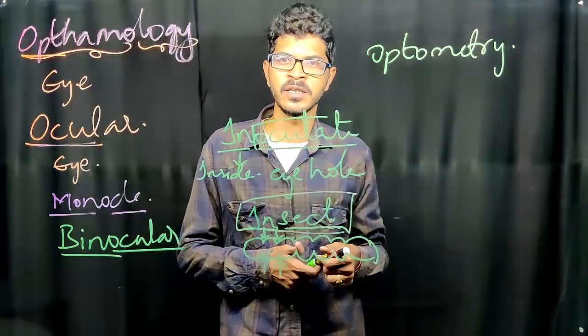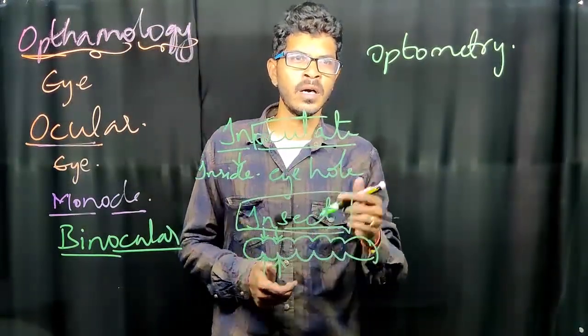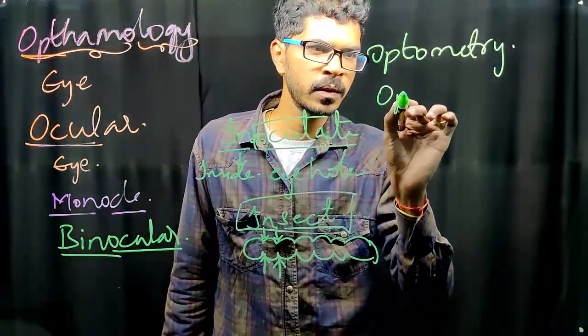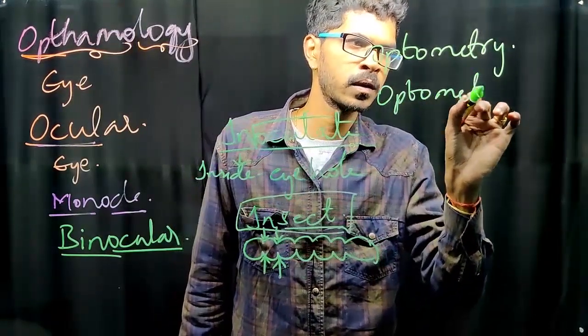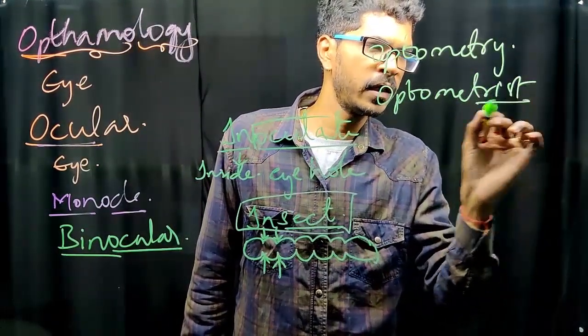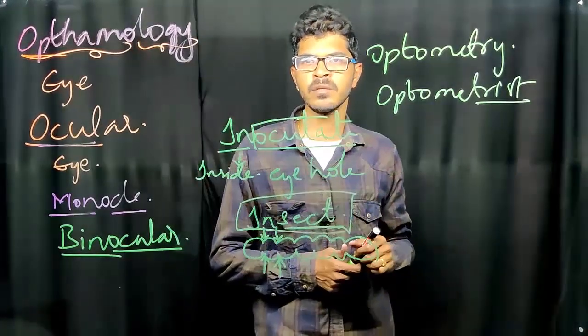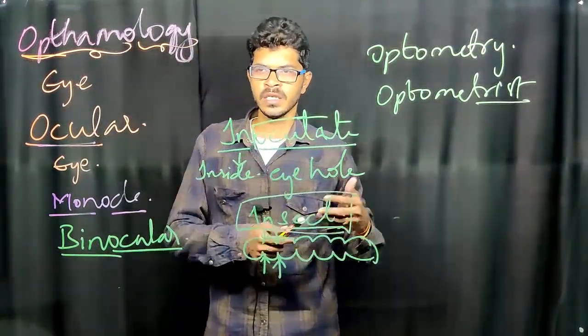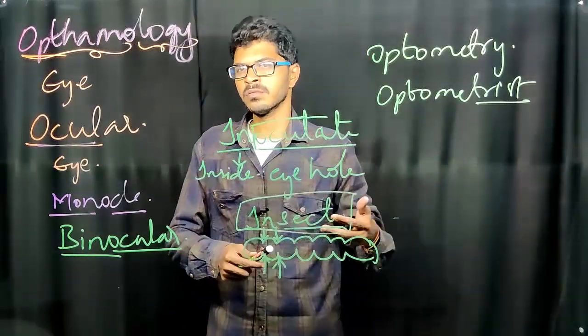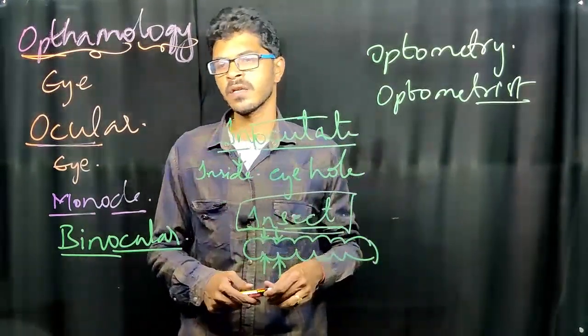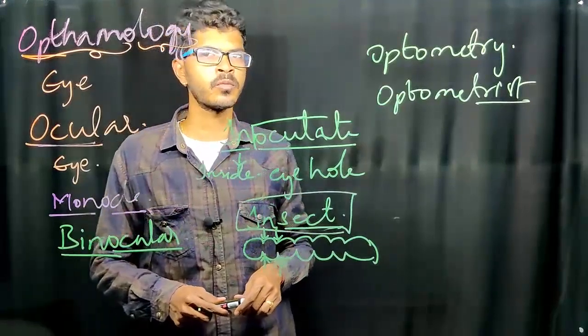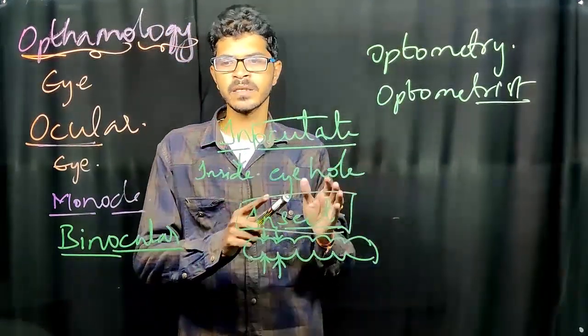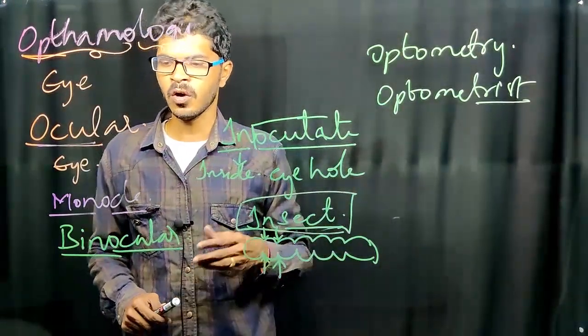I don't know what the unit they use, but an optometrist is a specialized person who can measure the eye vision, and depending on that he can guide you. He can guide you a perfect lens for your eyes. He can be called as an optometrist. He measures your vision. He is called as an optometrist.